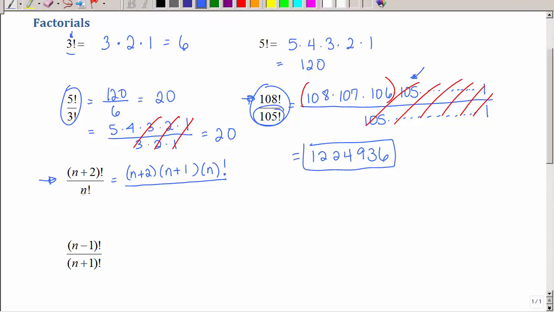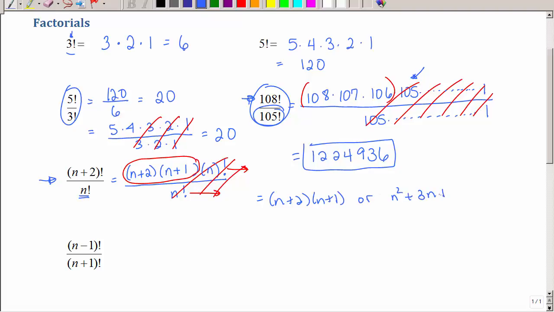Again, why did I stop there? Because that was my denominator. And I know that all of these keep going, all of those keep going. They would all divide out, and I would just have left n plus 2 times n plus 1, or n squared plus 3n plus 2. So that's how you can use factorials in an algebra way.